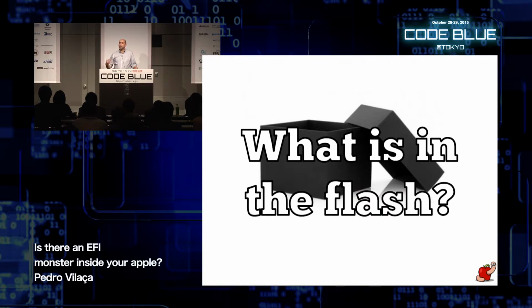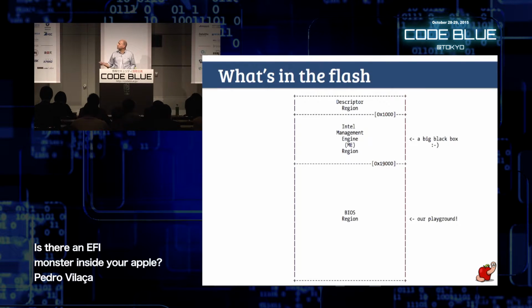Next topic, what are the contents? You know where the chip is. You finally got its contents. Now what's in there? What do you need to look at? What are you looking at? This is one example of the content.